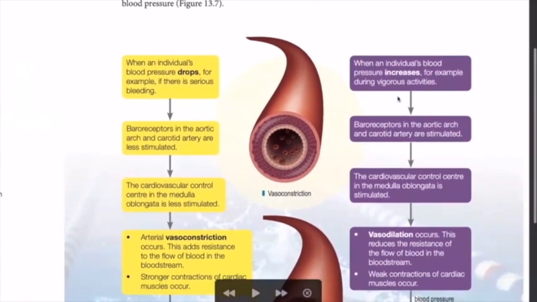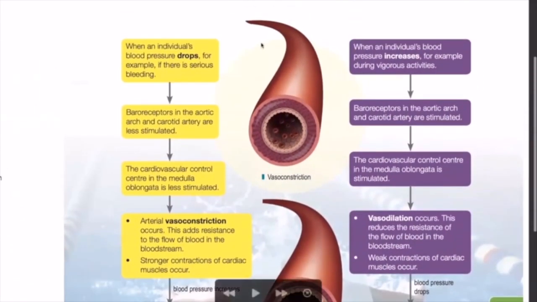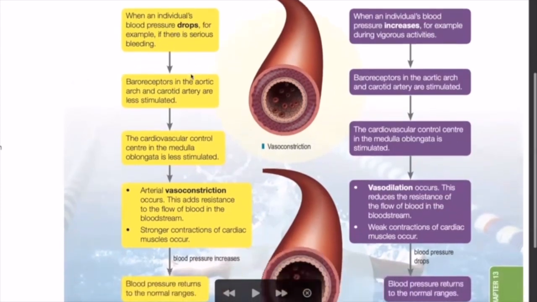Okay, jom kita pergi kepada satu situasi. Okay, ni situasi bila tekanan darah turun. Ini situasi bila blood pressure increase. Kan darah ada blood pressure rendah sangat, blood pressure tinggi sangat. Okay, kita pergi kepada drop dulu. When an individual's blood pressure drops, for example, there is serious bleeding. Bila kita kehilangan darah yang banyak, blood pressure kita akan turun lah.